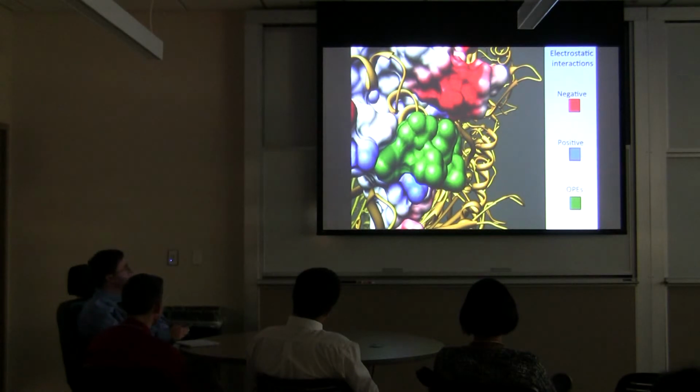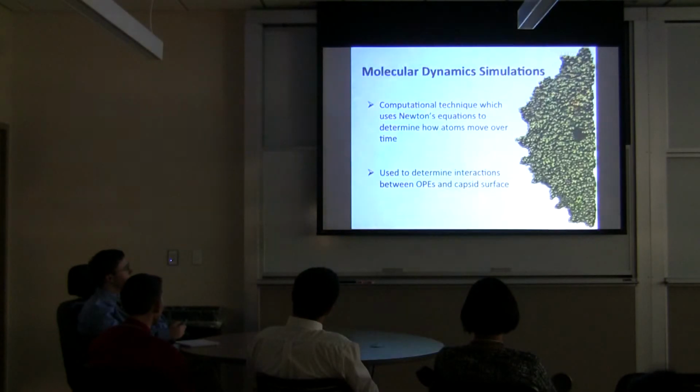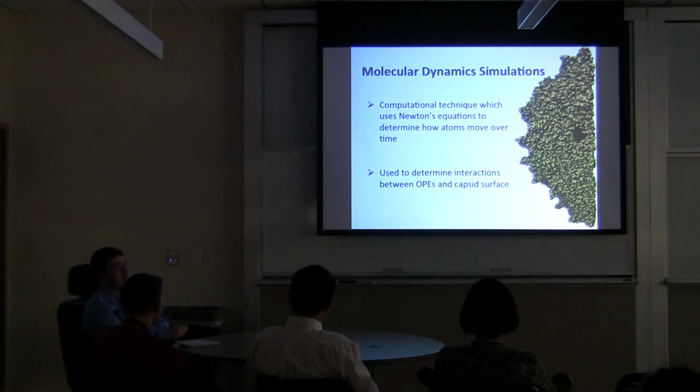In this image, we see an electrostatic surface with red indicating negative charge and blue indicating positive. The OPEs that are currently binding in that location are indicated in green. What we actually noticed is that the positively charged side groups on these molecules orient and are attracted to the negative regions of the capsid surface. From these docking results, our next step was to use molecular dynamics, which will allow us to determine the interactions between OPEs and the capsid surface.